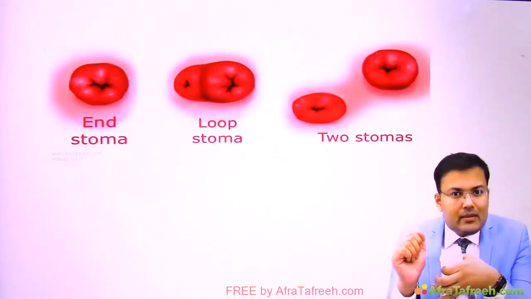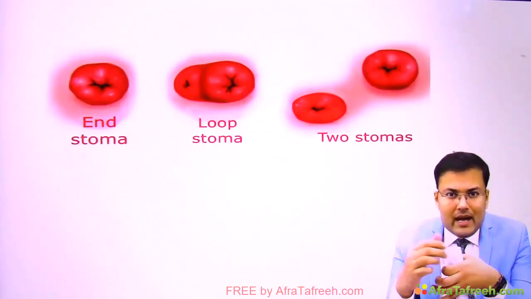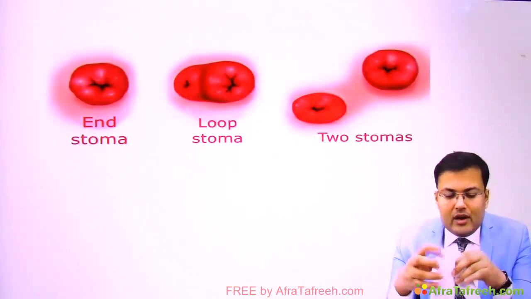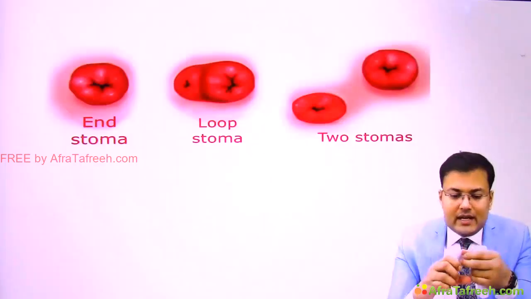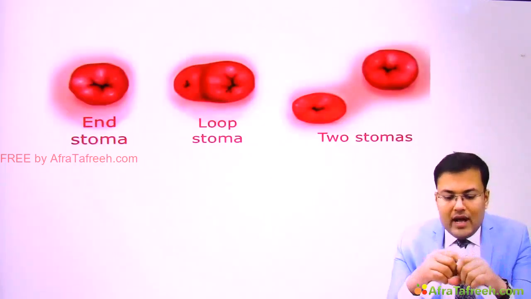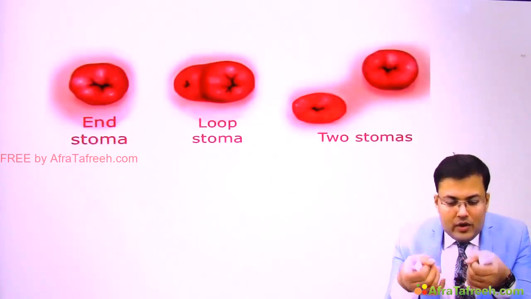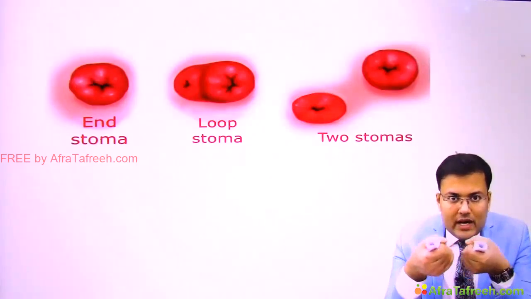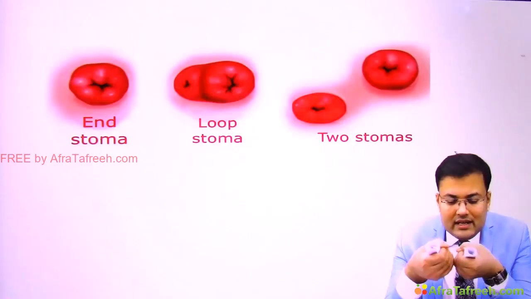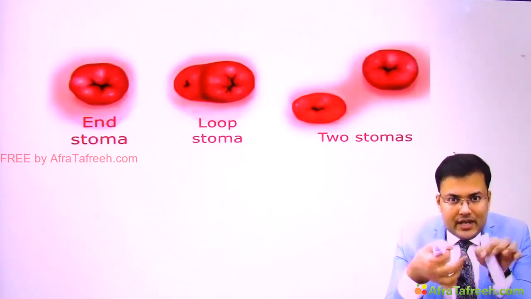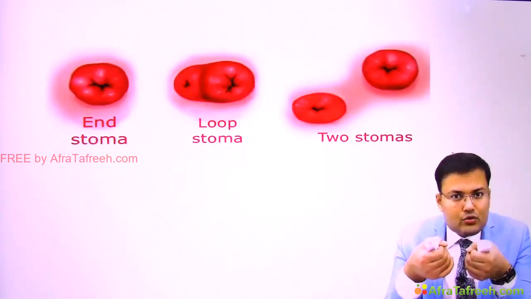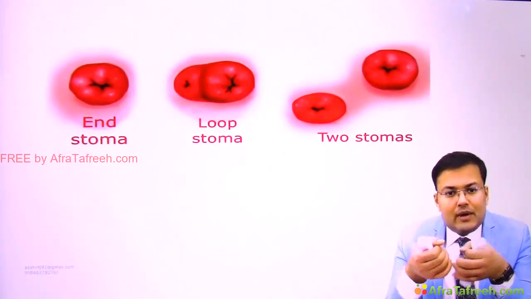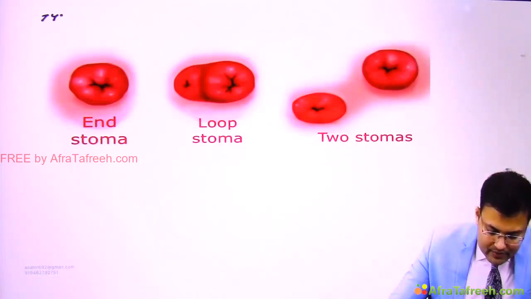What happens in double barrel stoma, double barrel ileostomy or colostomy? Whenever I'm going to divide this bowel and both of these ends are taken out via two separate openings, you will notice that there is presence of a skin bridge in between these two. This is known as double barrel. So there are two stomas. So these are the types of stoma.